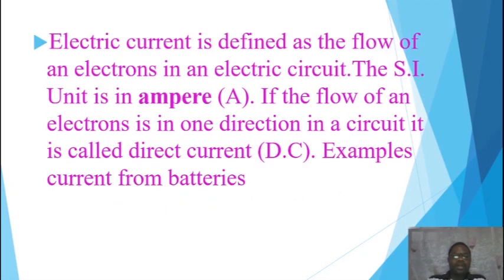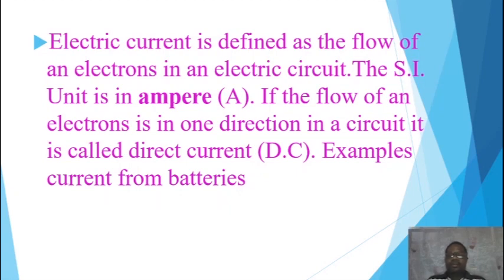Okay, so now we say electric current is defined as the flow of electrons in an electric circuit. The SI unit of electric current is the ampere and is denoted by the capital letter A.